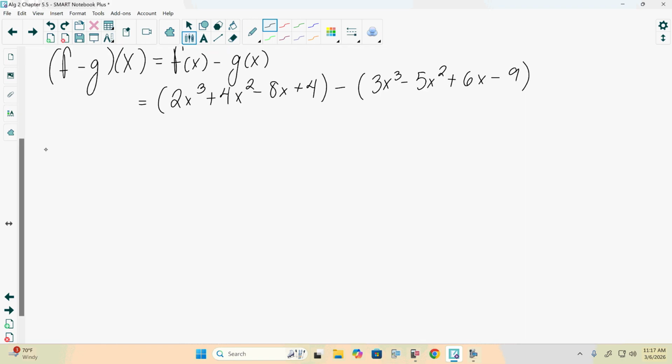So the first thing I do is just replace f of x and g of x with what they are equal to. Then we're going to do the sign switch with g of x because we have to distribute, we have to apply this negative 1. We're multiplying through that expression by negative 1, distributing it through, which means this positive 3x cubed is going to become negative 3x cubed, yes. Our negative 5x squared becomes plus 5x squared, minus 6x plus 9. Then we combine the like terms.